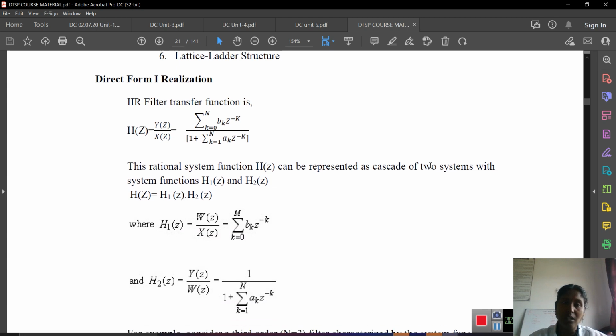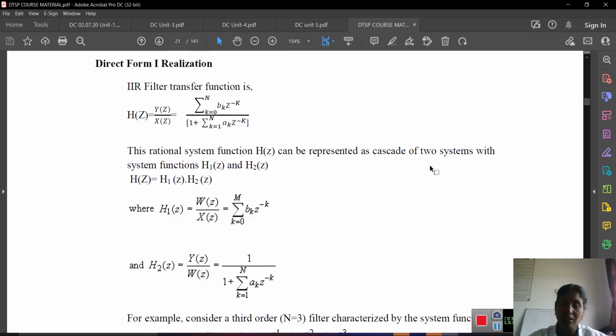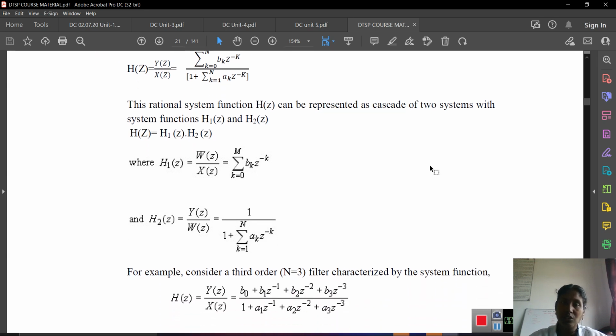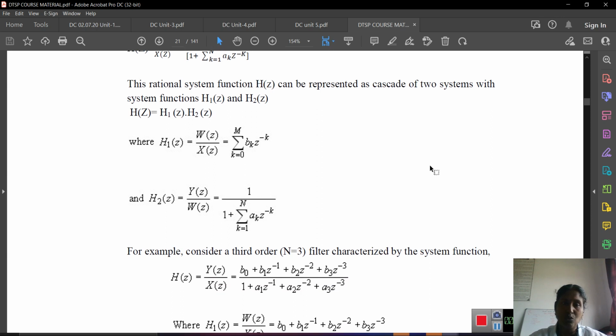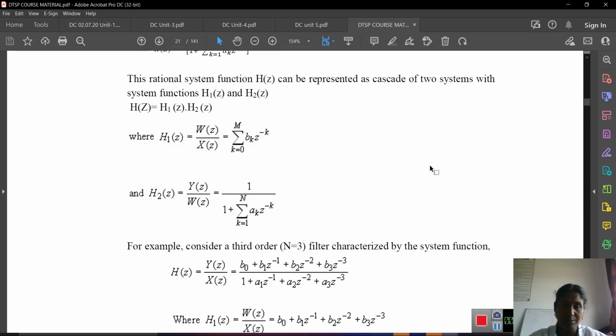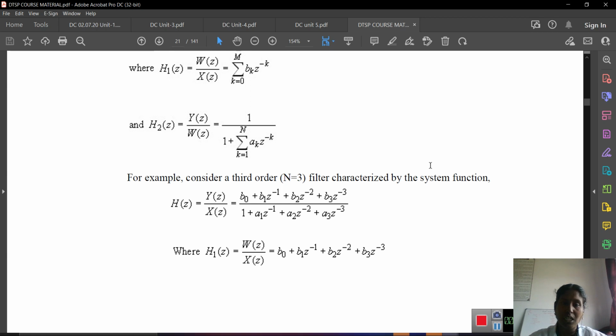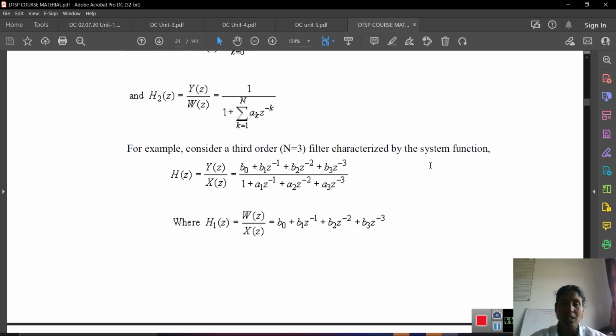Then the direct form 1 structure. We have the transfer function already: H of z equals Y of z by X of z. The rational system function H of z can be represented as a cascade of two systems, that is H of z equals H1 of z into H2 of z. Then H1 of z can be written as W of z divided by X of z, which is the summation of bk z power minus k from the equation. Then H2 of z is Y of z divided by W of z, which is 1 divided by 1 plus summation of ak z power minus k. Finally we get the result H of z equals Y of z by X of z, that is b naught plus b1 z power minus 1, and so on.